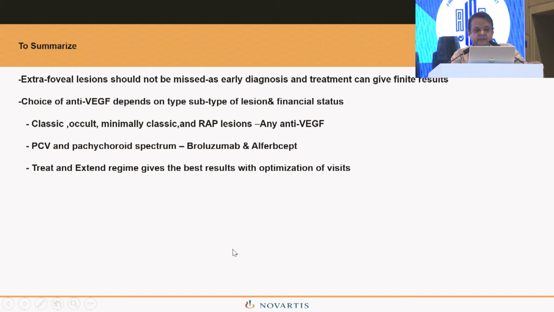So to summarize, extrafoveal lesions should not be missed, as early diagnosis and treatment can give fine results. Choice of anti-VEGF depends on type and subtype of lesions and financial status. Classic, occult, or minimally classic lesions and RAP lesions, any anti-VEGF will do. PCV and pachychoroid spectrum, brolucizumab and aflibercept is the treatment of choice. Treat and extend regime gives the best results with optimization of the visits.